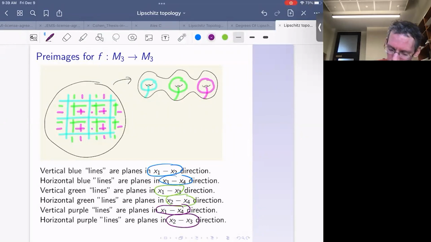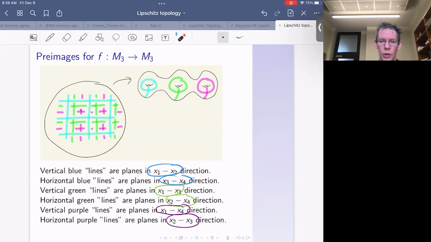Okay, and just like before, the purple ones intersect each other. Any 2 planes of the same color intersect each other, and any 2 planes of different color are disjoint. So just for example, this purple x2, x3 plane will be disjoint from that one because they share an x2. It'll be disjoint from this one because they share an x3, and it'll be disjoint from that one because they share an x2.